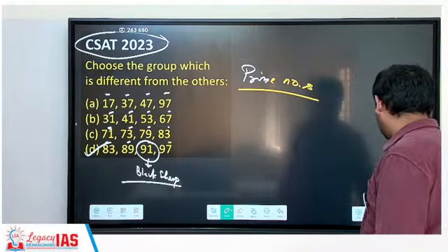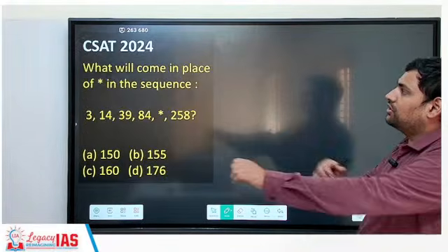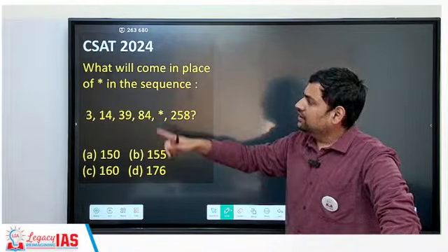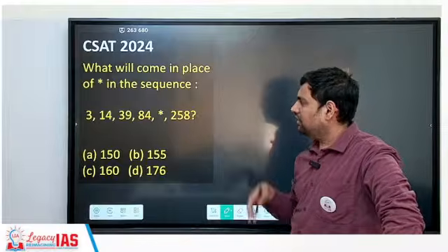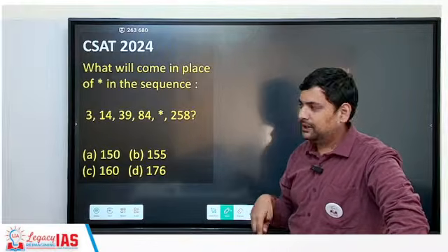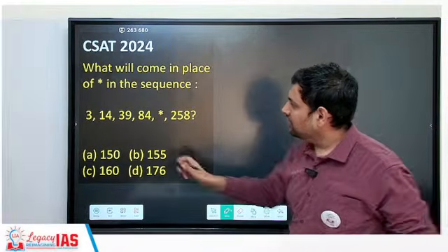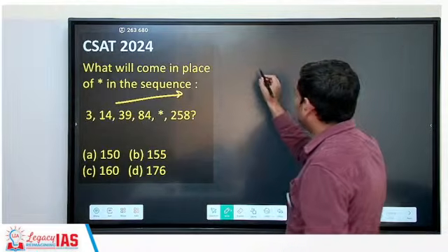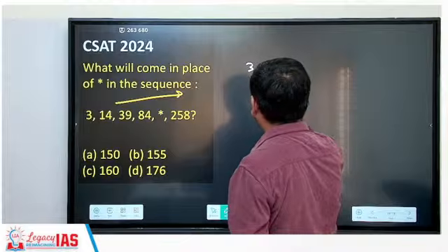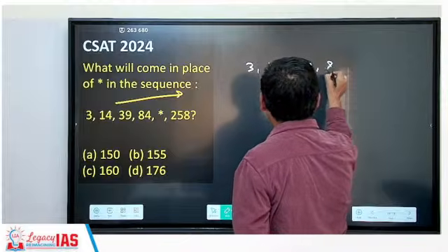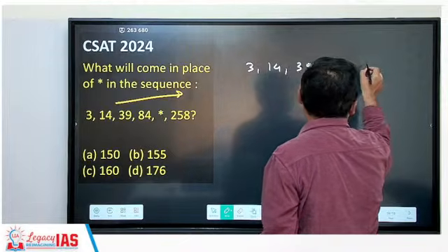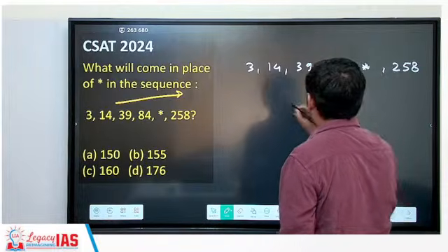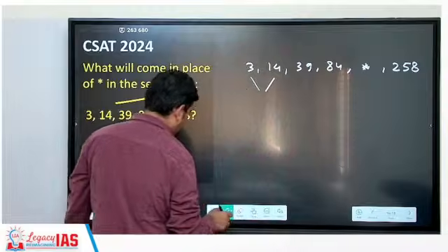Then next. Now you need to tell what will come in this place, in this sequence. This is 3, 14, 39, 84, and the middle term you have to find. Okay. Now first thing you find out that this is an increasing series. Now let's try to find out the first difference. So this is 3, 14, 39, 84. Then I don't know this, and next is 258. Let's start finding out the difference between them.